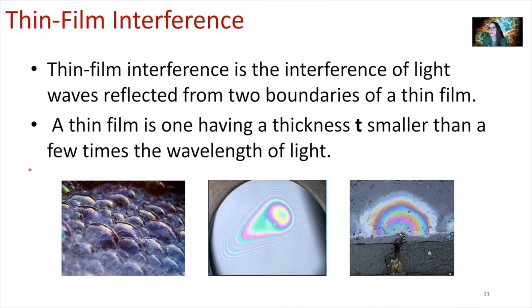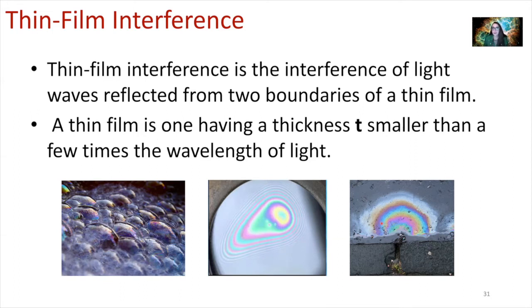We're going to wrap up our discussion of the wave behavior of light by talking about thin film interference. Thin film interference happens all the time when you blow a bubble. When you see the rainbow pattern of colors, that's thin film interference. When you see that rainbow pattern on an oil slick, that's thin film interference.